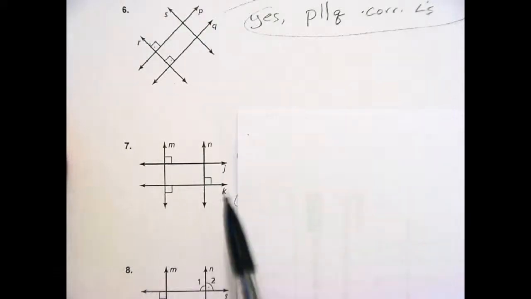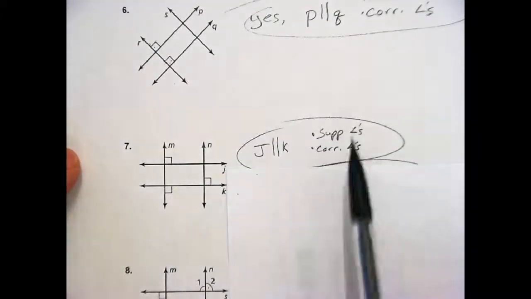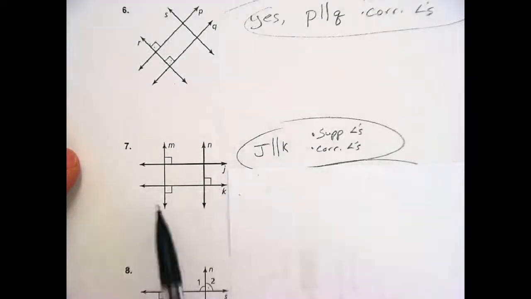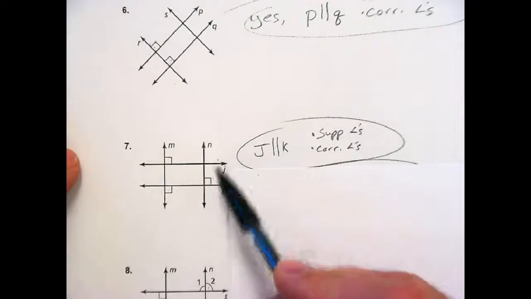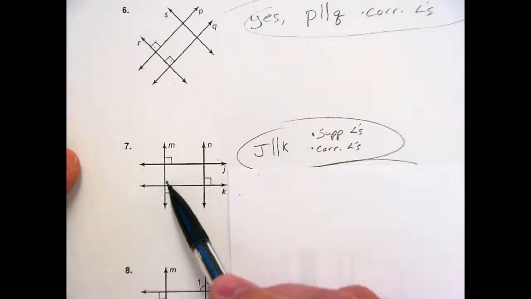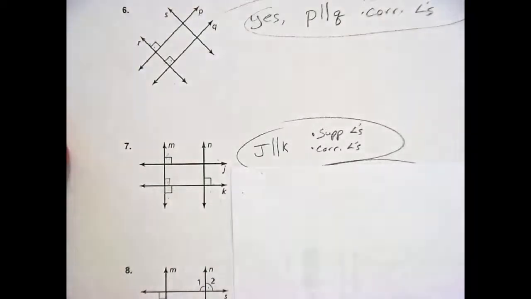So you're saying J is parallel to K. J is parallel to K, yes. Supplementary angles and corresponding angles. So you could use, because if we've got here and here, we know that if this is a right angle, this has to be a right angle, and then you'd have corresponding angles. Okay. What else could we say?